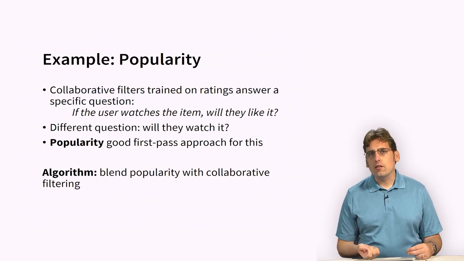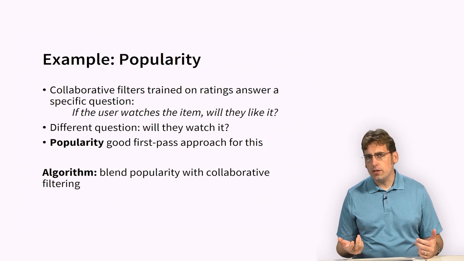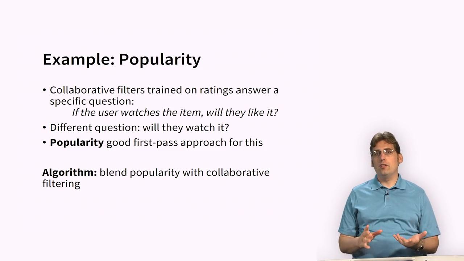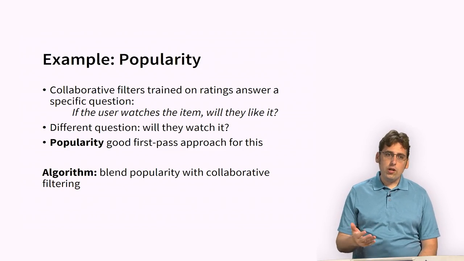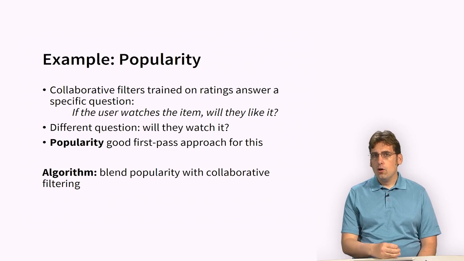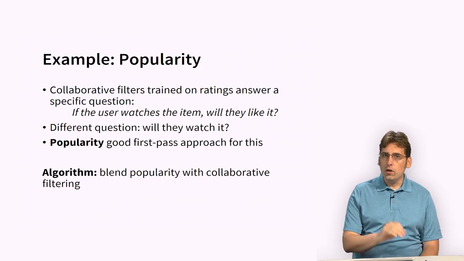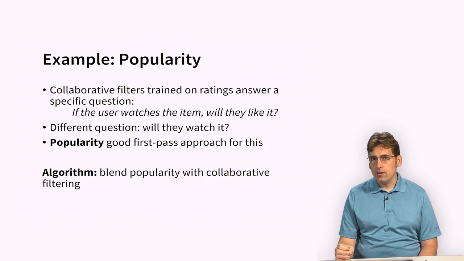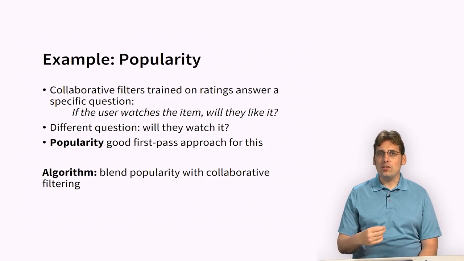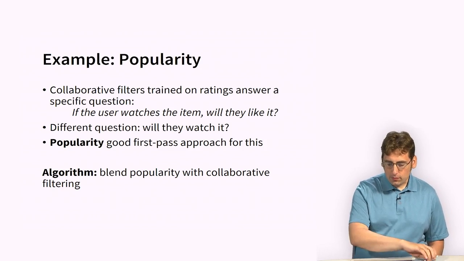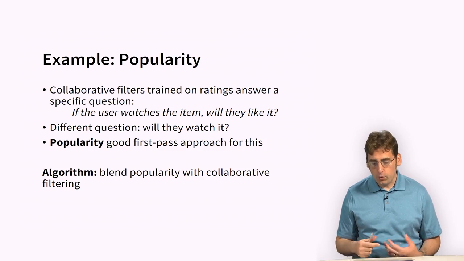There's a different question that we can ask. Will the user watch it in the first place? And popularity is a really good first pass approach to this. So we could blend popularity with collaborative filtering to try to capture both of these ideas. Will the user watch it? And if they watch it, will they like it? And try to recommend things that the user is likely to watch and enjoy watching. So how might we do this?